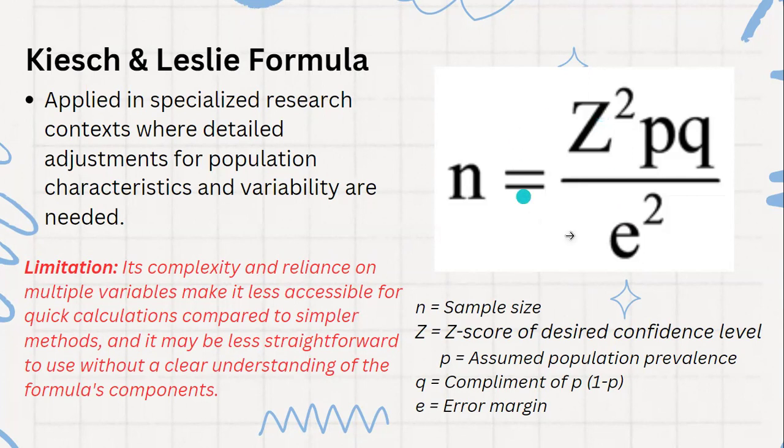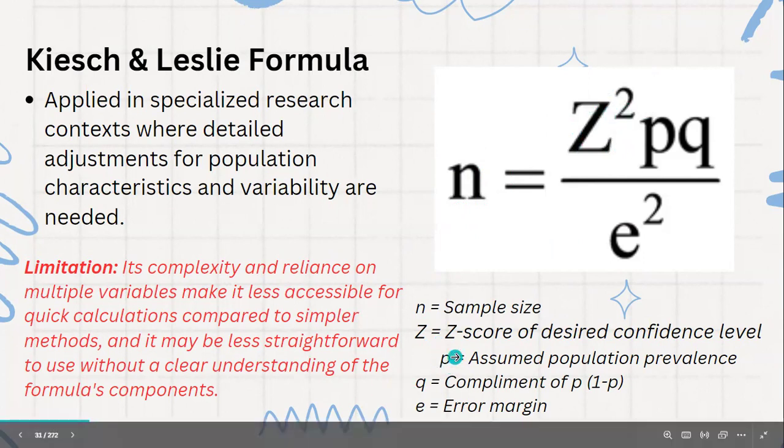You see that it has so many parameters. If you look at n, this is the sample size. The z is the z-score of the desired confidence level. So if you chose a confidence level of 95%, you're going to look up the z-score of that confidence level, and you're going to put it here and square it.